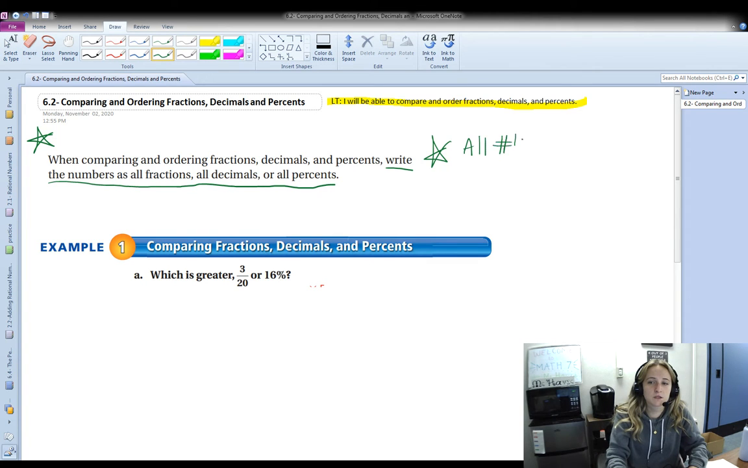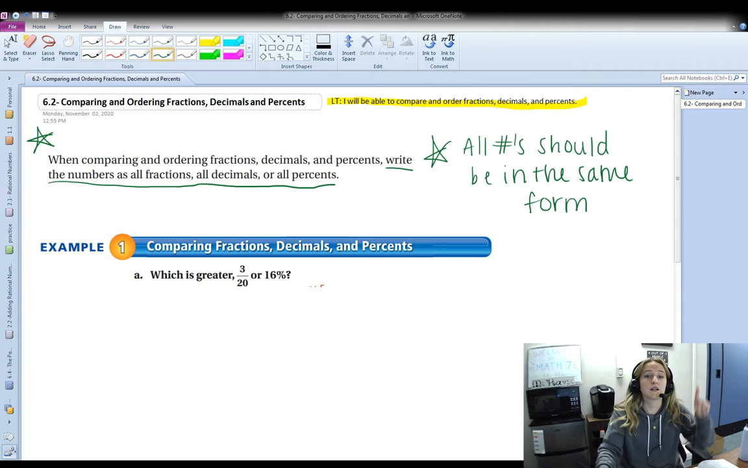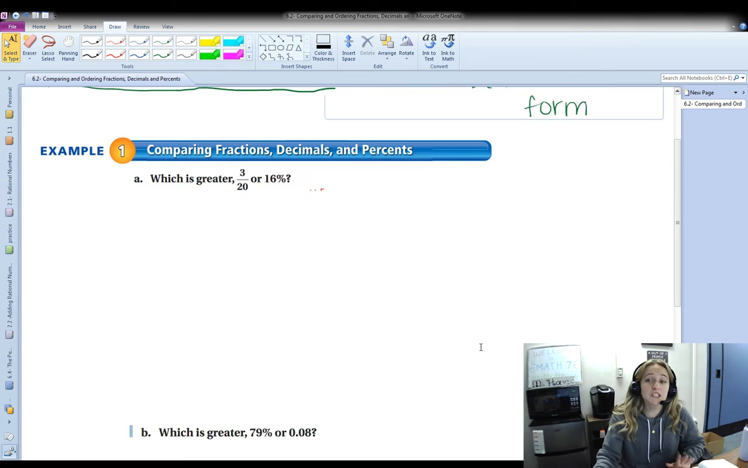All numbers should be in the same form, and that is either all fractions, all decimals, or all percents. Let's look at an example.